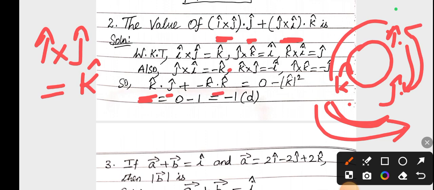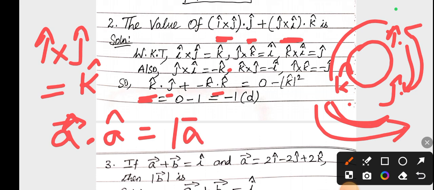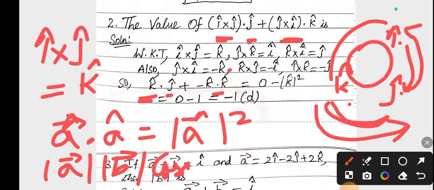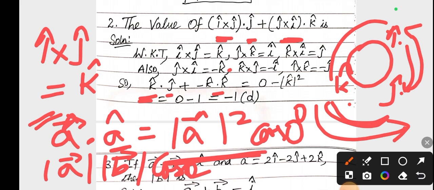Then we all know, children, A cap dot A cap equals magnitude of A cap square, by the definition of dot product. I hope you know the definition of dot product: A vector dot B vector equals magnitude of A vector, magnitude of B vector, cos theta. If you substitute magnitude of A vector, you get another A only, then cos of the angle, which is 0. So you will get magnitude of A square.